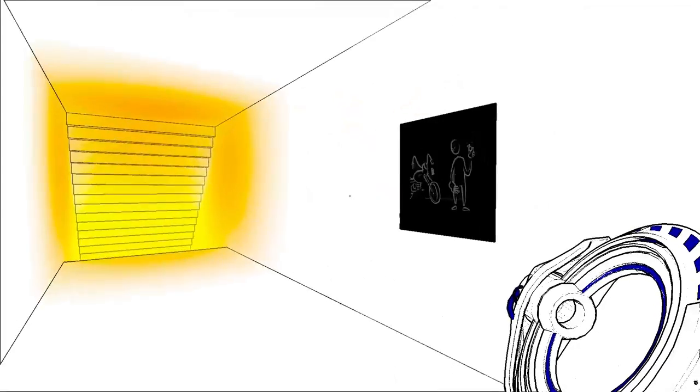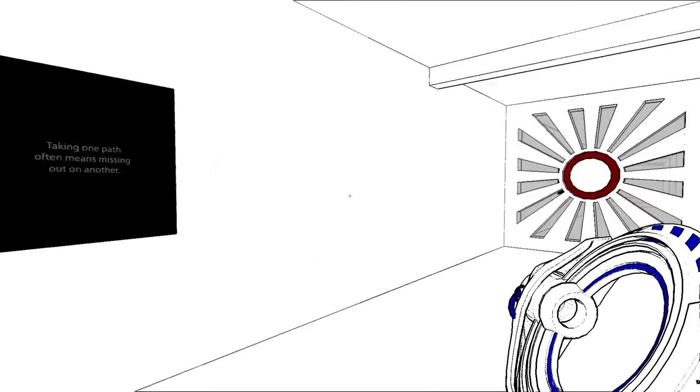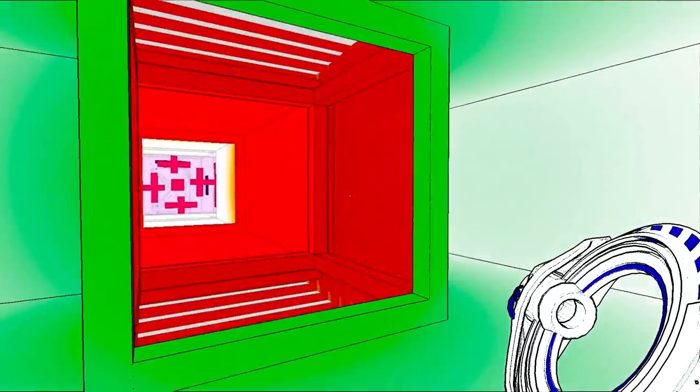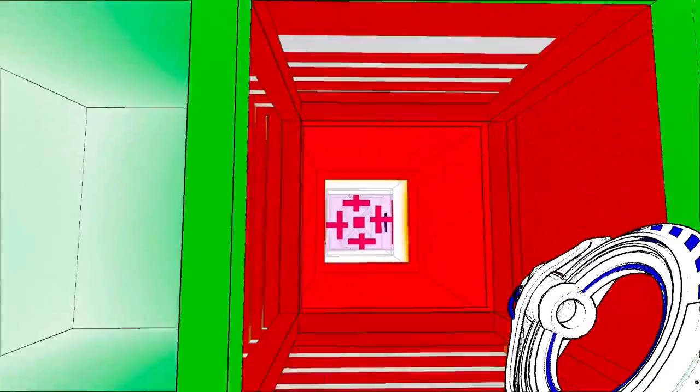That should be okay though, right? That should be okay, look. Taking one path often means missing out on another. That's fine. That's fine. This time we get to see what it is that we missed out on. Okay, so this is this place. We've been here before, haven't we? We have, haven't we? Okay, so through there I can see the art gallery. Is that?